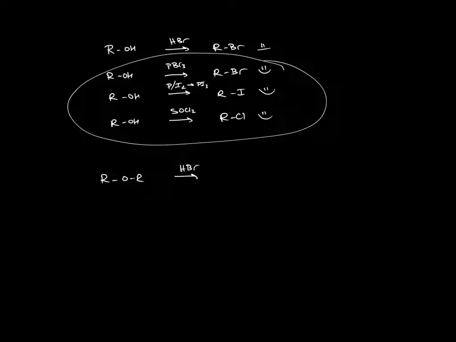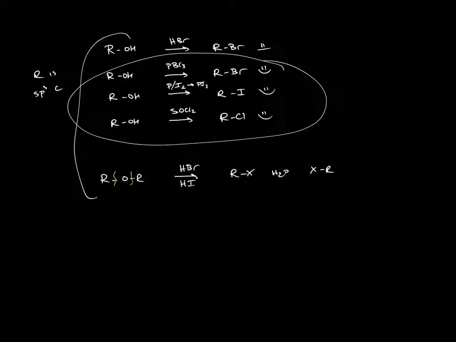We also looked at the fact that we could start with an ether and add HX. Usually this would be HBr or HI because it doesn't work very well for HCl. We would cleave the ether on both sides, and you would get an RX, and you would get water, and you would get another RX. Once again, all of these only work if R is an sp3 carbon.